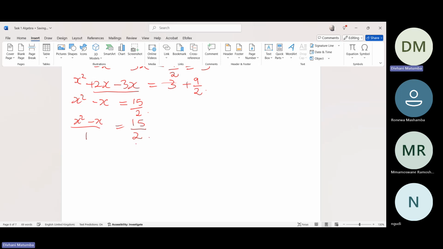Okay. After cross multiplying, we will have 15 is equal to 2x squared minus 2x. Yes, all right.